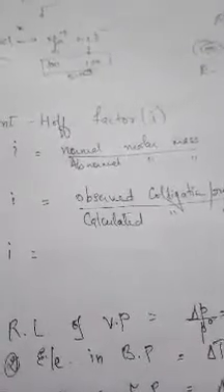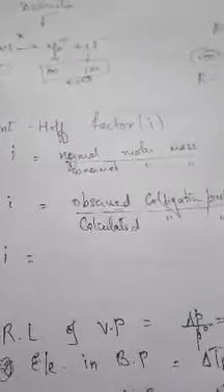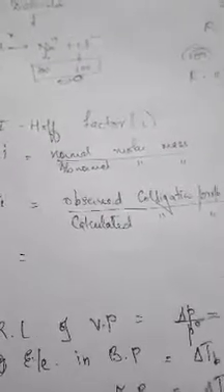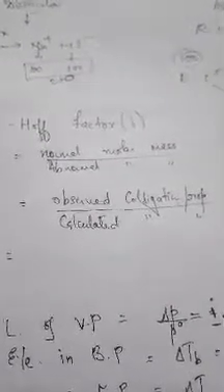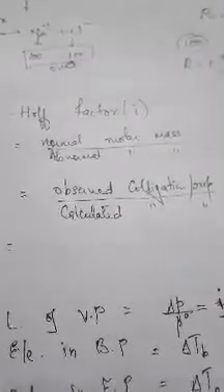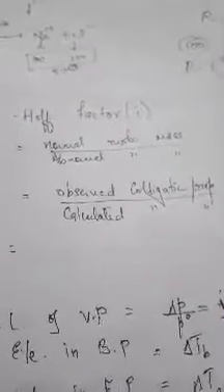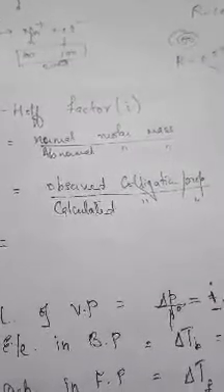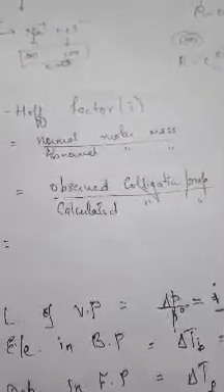i is equal to normal molar mass upon abnormal molar mass, or i is equal to observed colligative properties upon calculated colligative properties, or i is equal to total number of moles of particles after association or dissociation upon number of moles of particles before association or dissociation. Three definitions you can make. How will you define it? Just one I am giving you, the rest you can write.